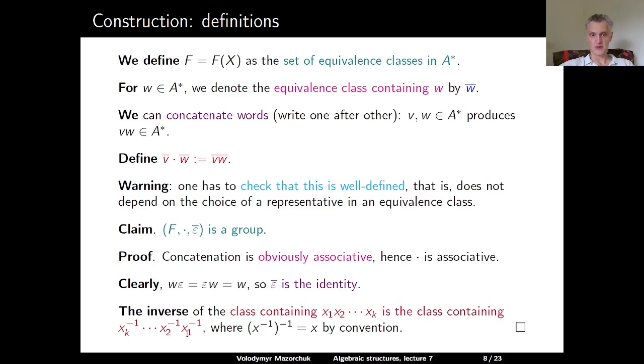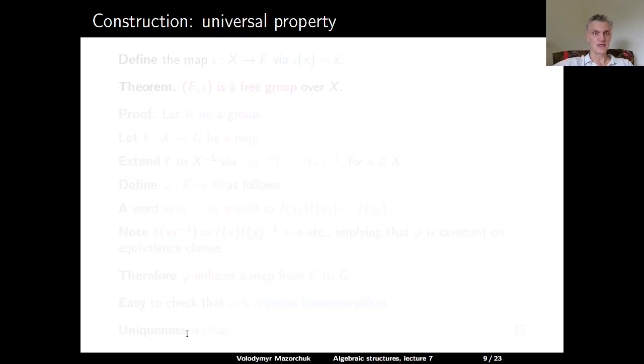So the thing which we constructed is indeed a group. Now let us check the universal property. We claim that this is indeed the free group on X. So we define the map iota from X to F by sending an element x to the equivalence class of the singleton word x. And the claim is that (F, iota) is a free group over X.